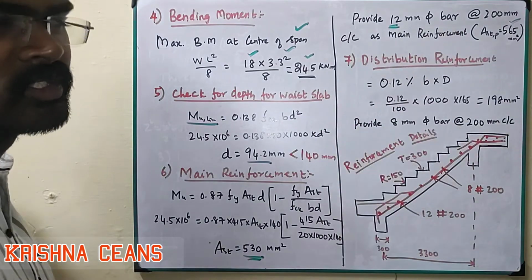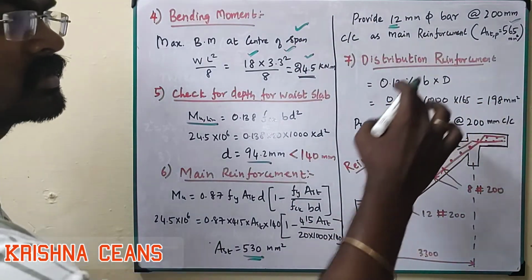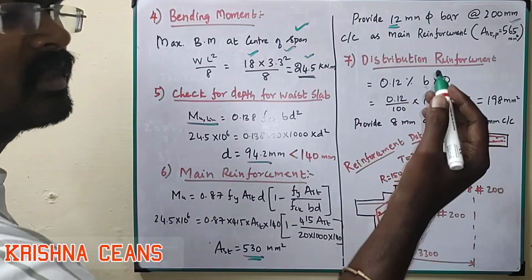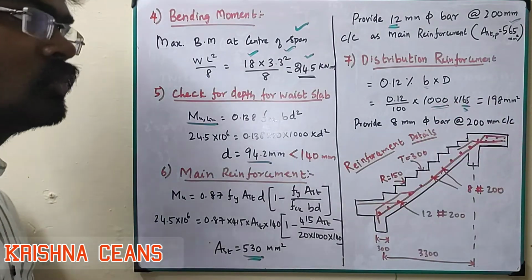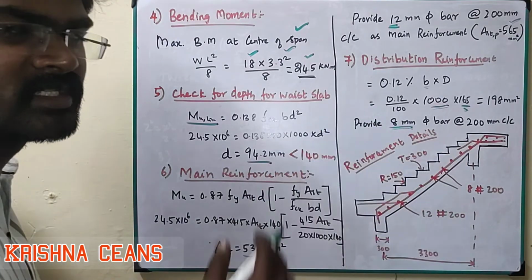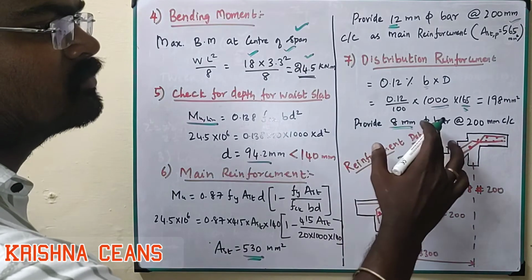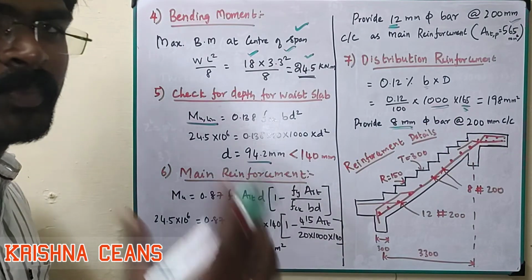Next we go for the distribution reinforcement, which is 0.12% of the cross section. So 0.12 divided by 100 into b, which is always designed for 1 meter, so 1000, into the overall depth of 165, gives 198 mm square. We will provide an 8 mm dia bar. Since it is a distribution reinforcement, we can choose the minimum reinforcement of 8 mm. So an 8 mm dia bar at 200 mm center to center spacing satisfies it.